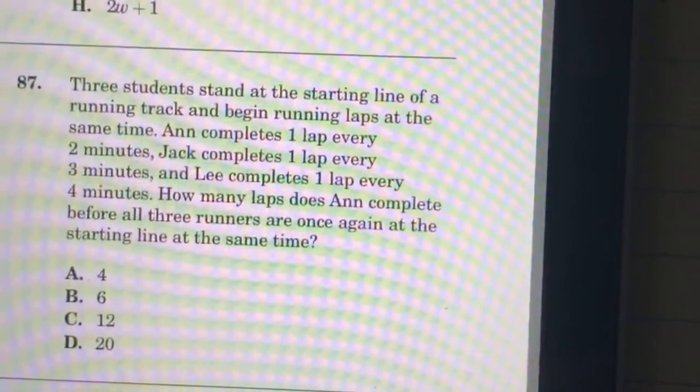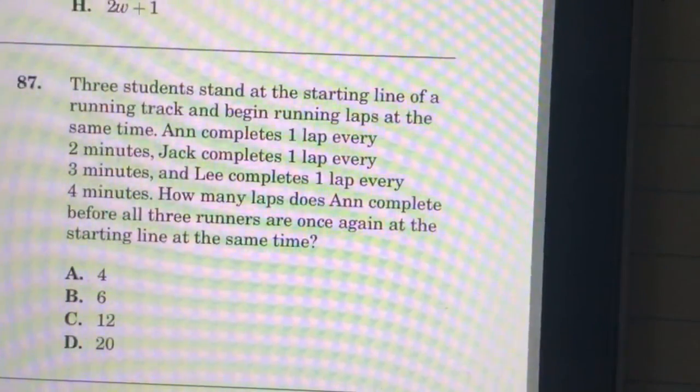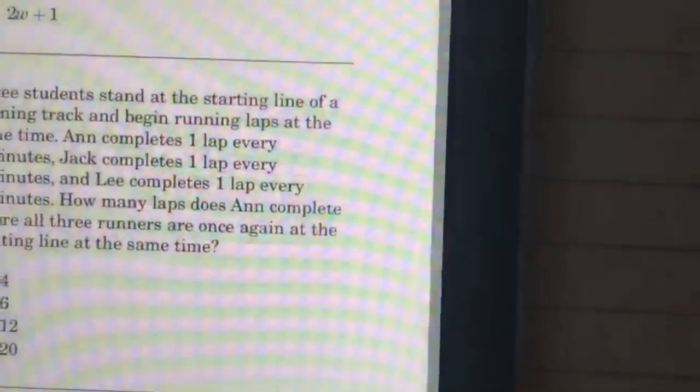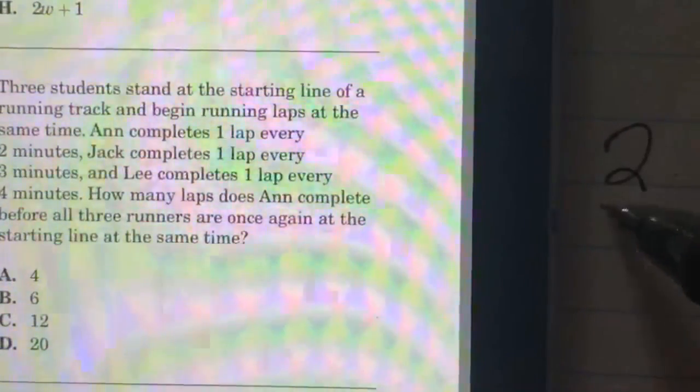4 doesn't go into 6. Exactly. So that's why 6 is incorrect, Beerus. All right, so we're looking at how many times it can fit into something. So we have, let's see, 2 minutes, 3 minutes, and 4 minutes.